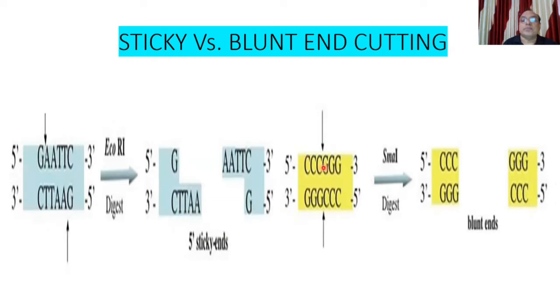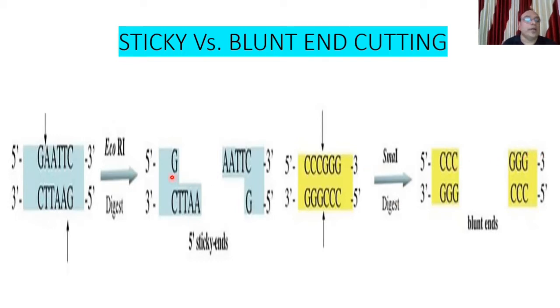Here you see this is the sequence, palindromic sequence, CCC, GGG, CCC, and GGG. So this is a palindrome, and it is being cut across the point of symmetry. CG and GC represent the point of symmetry. So here it is being cut across the point of symmetry, resulting in blunt ends. Both the strands of DNA are equal at both the termini, and that's why they are called blunt-ended products.